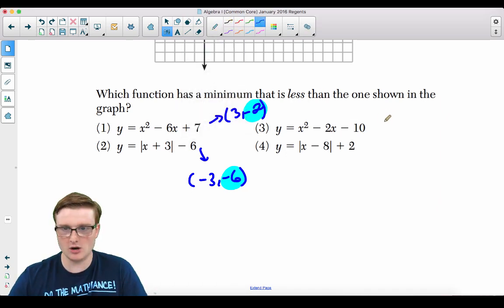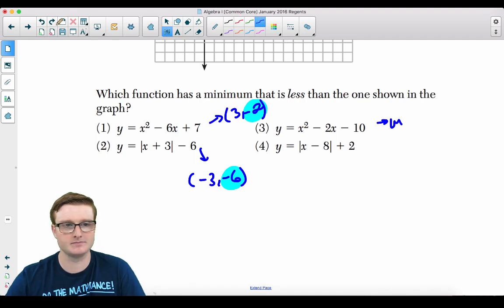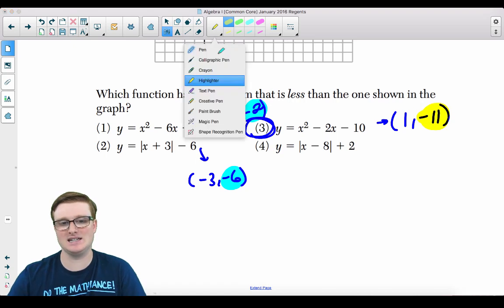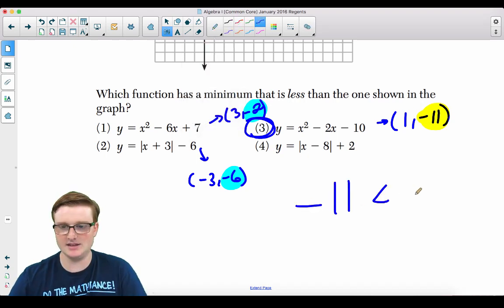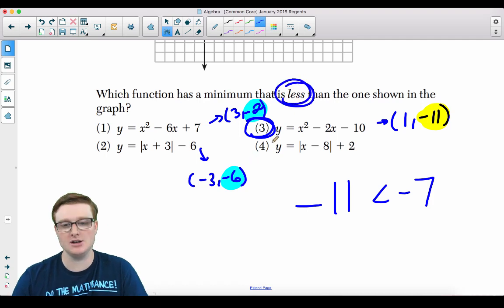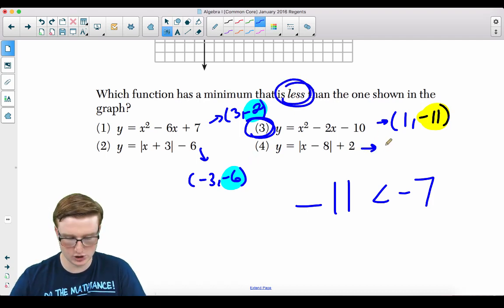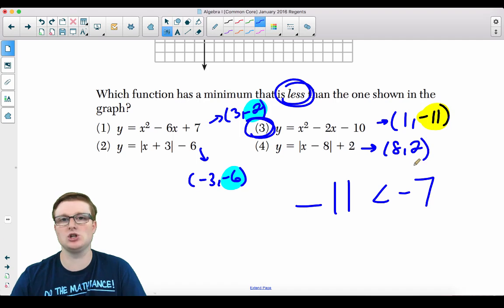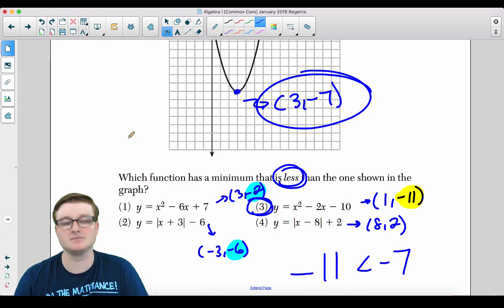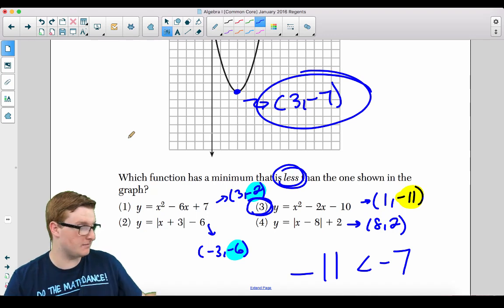Choice 3 is showing a minimum of 1, negative 11. Oh, wait a minute. Choice 3 is the answer because negative 11 is less than the number negative 7. It's asking you for less of a value. Your answer is choice 3. And the minimum value for choice 4 is 8, 2. 2 is, of course, not less than the value of negative 7. All right, that's how you do that question.